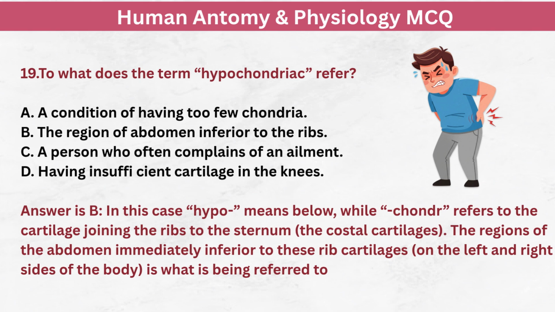19. To what does the term hypochondriac refer? A. A condition of having too few chondria, B. The region of abdomen inferior to the ribs, C. A person who often complains of an ailment, D. Having insufficient cartilage in the knees. Answer is B. In this case, hypo means below, while chondra refers to the cartilage joining the ribs to the sternum, the costal cartilages. The regions of the abdomen immediately inferior to these rib cartilages, on the left and right sides of the body, is what is being referred to.